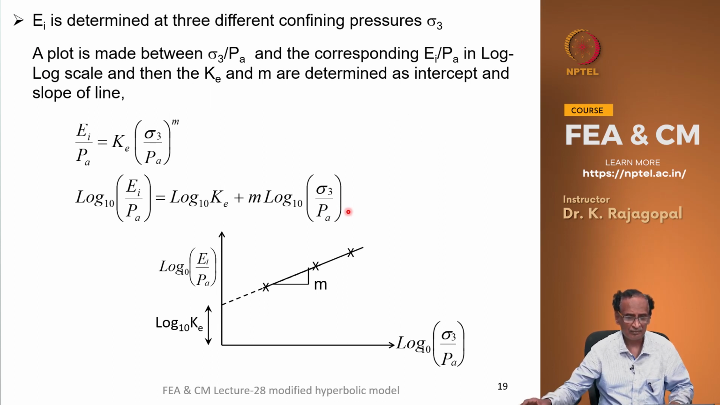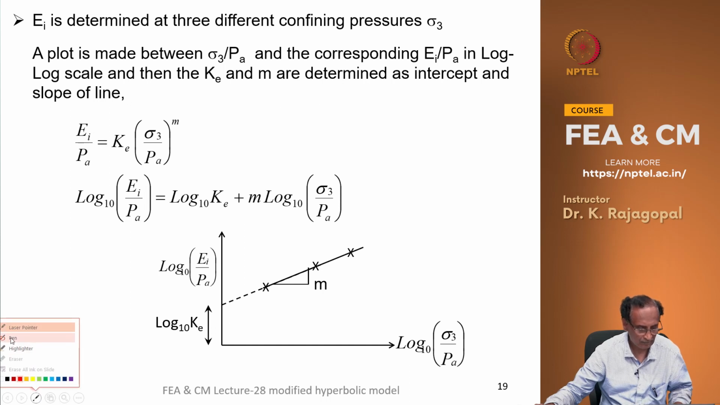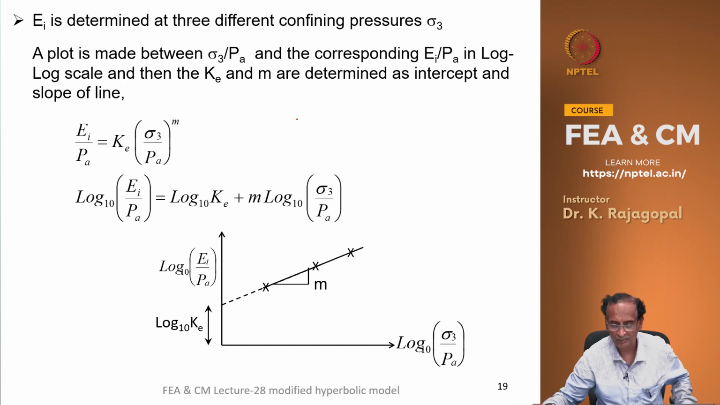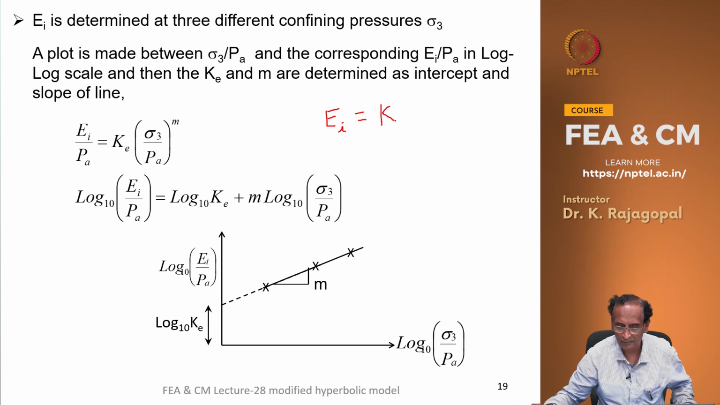And so our Ei we need to determine at least at 3 different confining pressures, and then we can plot a graph between log sigma 3 by Pa and log Ei by Pa. So, our equation for Young's modulus is, sorry for my bad handwriting.